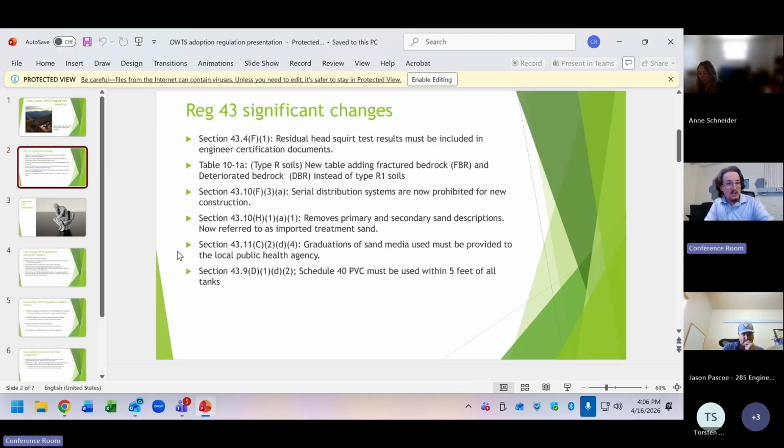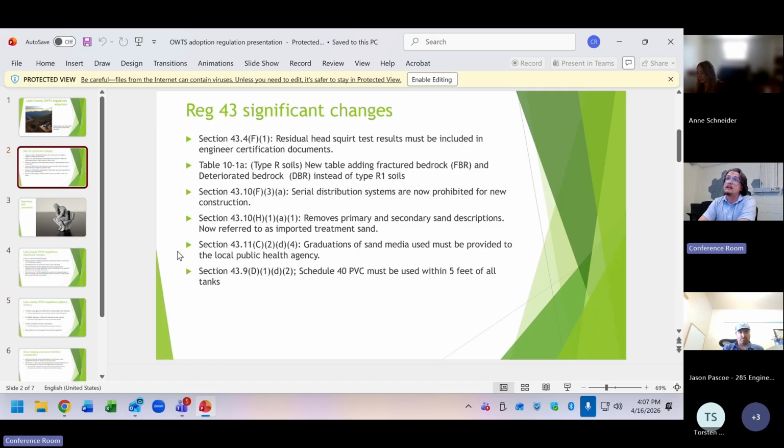For the major significant changes in Regulation 43, these are the ones that I thought affected us at the local level the most. Section 43.4F1 is now requiring residual head squirt tests to be included in engineer certification documents. Basically, I think most engineers have been doing that before in their observation letters and their pre-backfill inspection. Now it's just required to get the permit finalized and move forward with it.